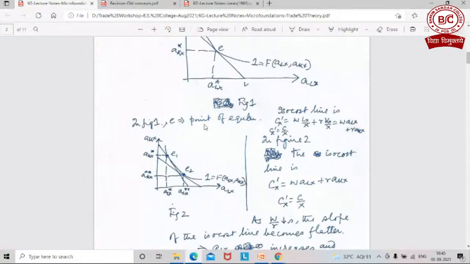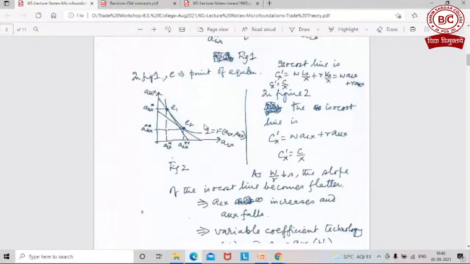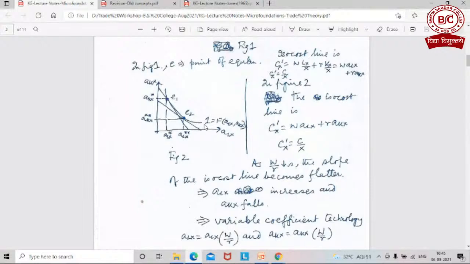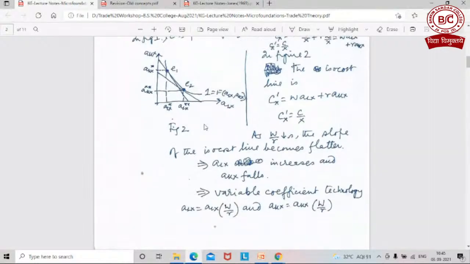When W by R falls, the opposite thing happens: R by W increases. So capital becomes more expensive, and the unit demand for capital falls. That's why aKX falls from aKX star to aKX double star. This is the economics, or the logic, behind it. So what we conclude here is that aLX and aKX are not fixed.